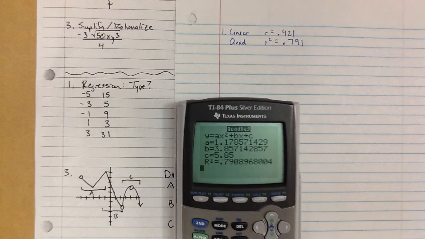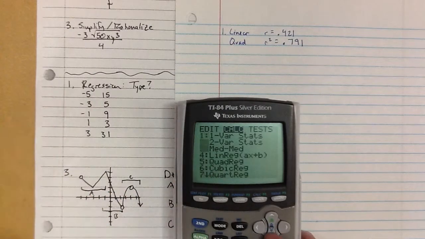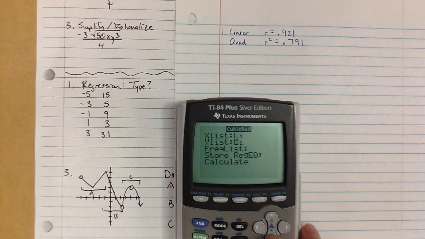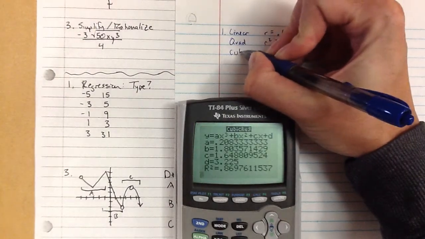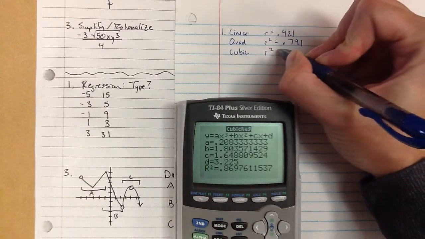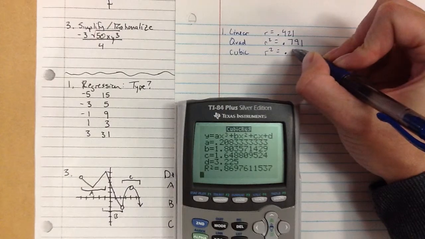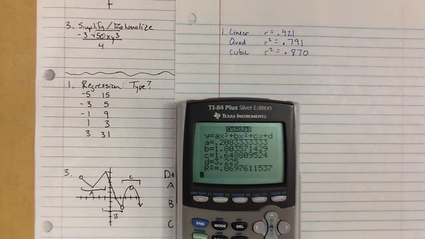Stat calc 5. Okay? So we can also do a cubic and a quartic. So I'll go down to cubic now. Stat calc 6 to run the cubic. Okay? Go down here to calculate. So for the cubic, we have r squared equals 0.87, if you round right. Okay, cubic. Could it be a cubic? Yeah, but we're still trying to hit that 0.9.